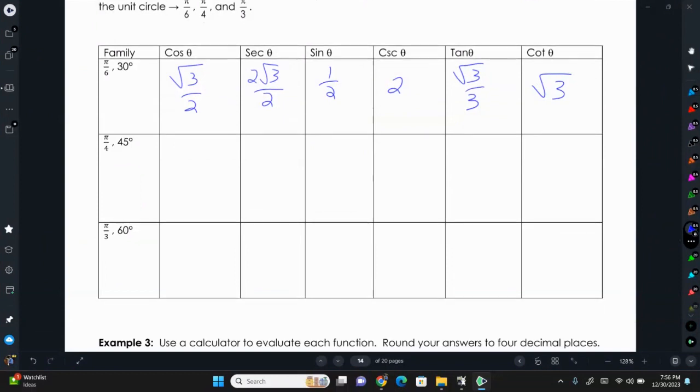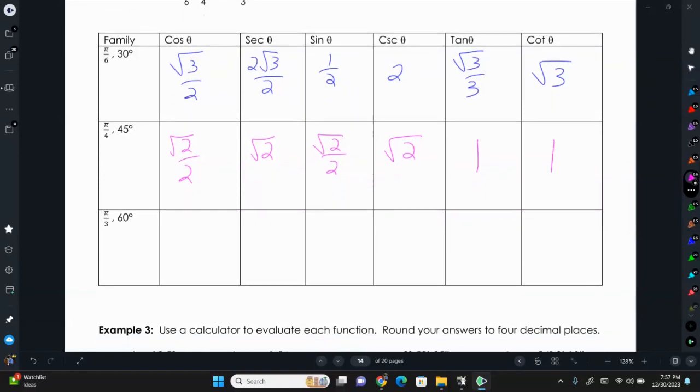Now for 45, the cosine is square root of 2 over 2, and then our secant was just the square root of 2. Sine was also square root of 2 over 2. Cosecant also square root of 2. Tangent and cotangent were both 1s.